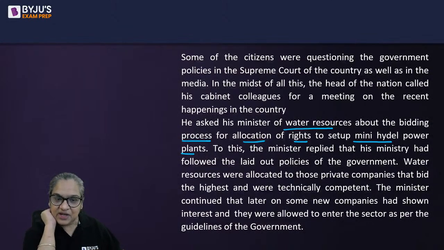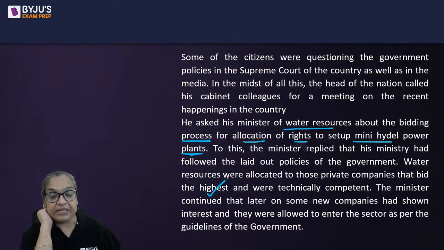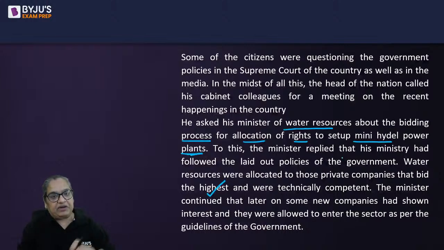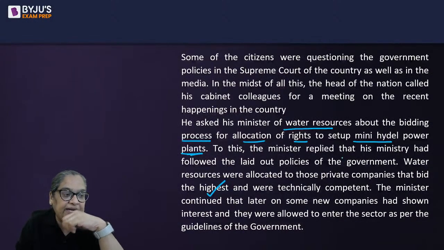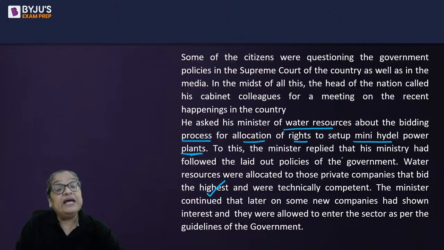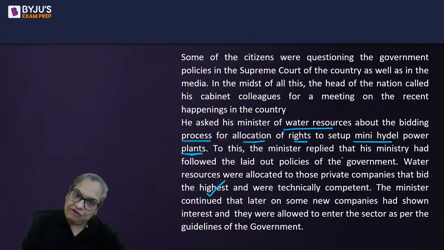Hydel power plants run on water, right? To this, the minister replied that his ministry had followed laid out policies of the government. Water resources were allocated to those private companies that bid the highest and were technically competent. The minister continued, so first tenders must have been raised and the highest bidder must have been given the rights to exploit tidal water resources to set up mini hydel power plants. Those who are competent and also have bid the highest.